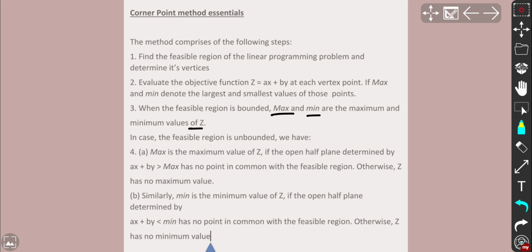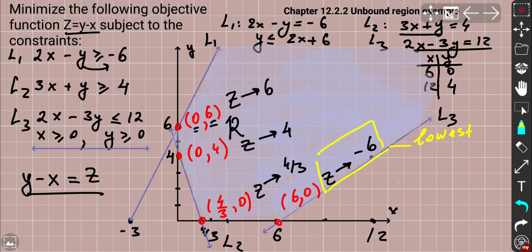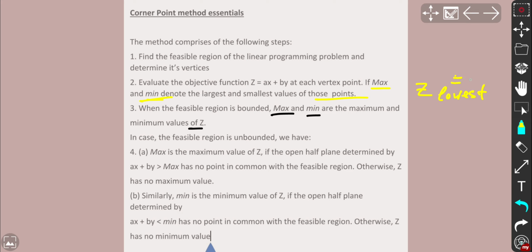Actually, if you have a look here, we need to find max and min value. In our case, because we need to minimize, we need to find only the minimum value of z, our objective function, for those vertices. So we found that the lowest z is negative 6 right now. But the problem is that the region is not bounded. So in this case, because we're looking for a minimum, we go to step 4.